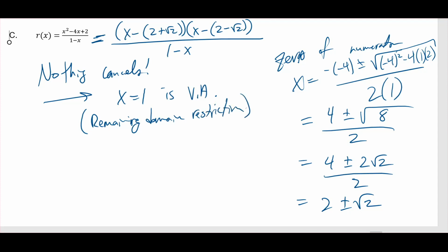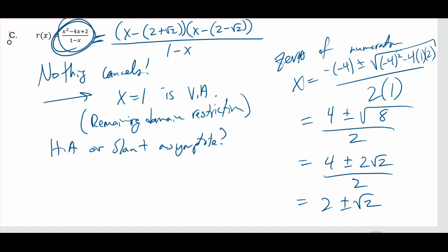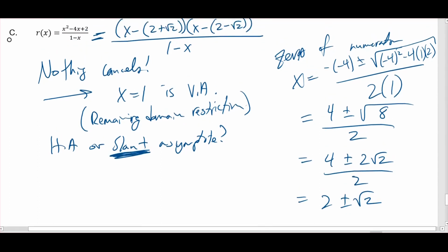And we want to know what our horizontal asymptote or slant asymptote is. Well, we look to the degree of our polynomial here, right? So the degree here is 2 in the numerator, and the degree in the denominator is 1. So that means we're going to have a slant asymptote, right? And we're going to need the coefficient after long division.